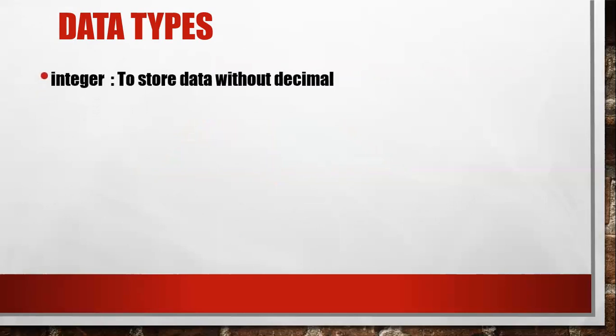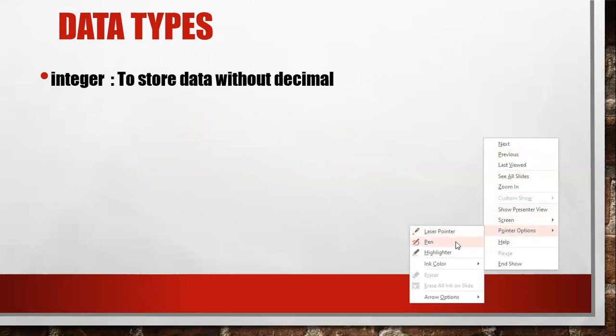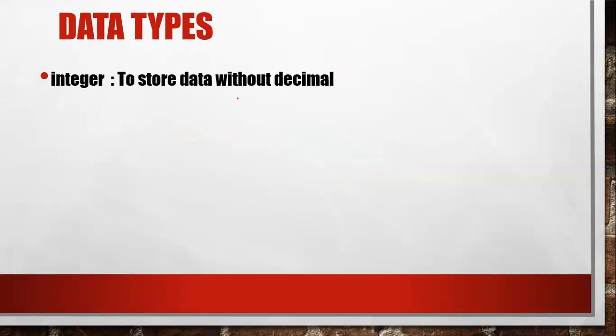The first thing we are going to study is the data type, because before creation of the table we have to know what data types are available in MySQL. The first data type is integer. This integer is used when you want to store any value which does not contain a decimal, meaning the value must be without decimal.